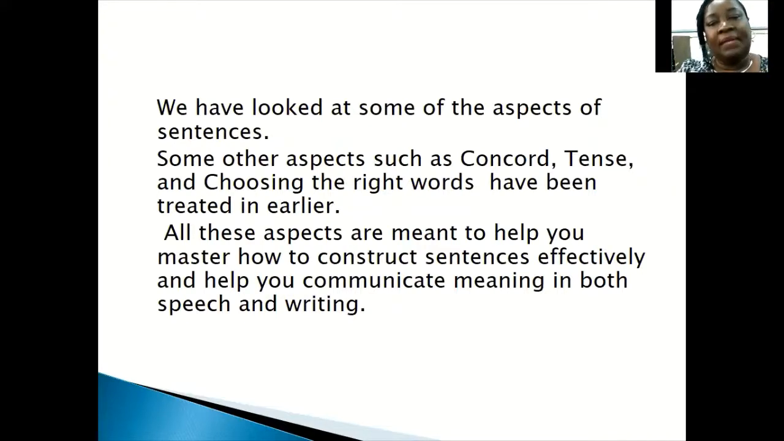So in this class, we have looked at some of the aspects of sentences. There are some other aspects such as concord, tense, choosing the right words. All these have been treated in earlier classes. So I will enjoin you to go back, look at the videos of those classes and study hard, because these aspects are meant to help you master how to construct sentences effectively and finally help you to communicate meaning in both speech and writing.